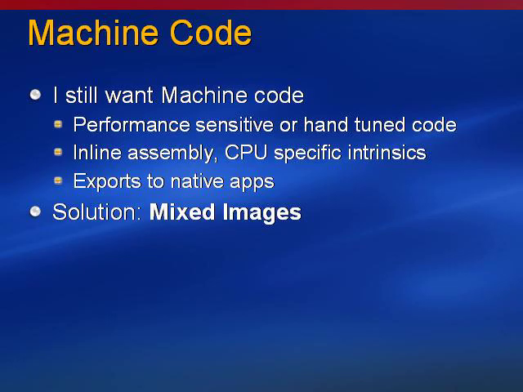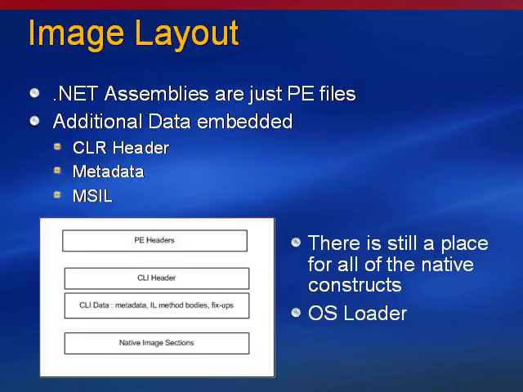And of course, perhaps most importantly, if you have exports to native applications, so you have native applications that don't know anything about the CLR, that want to call in to your image that you're compiling /CLR, you have to have something native in that image to call into. Because your caller doesn't know anything about the CLR, so you're the one who has to have the native code that knows about the CLR. So what's the solution? The solution is mixed images. There's no reason why we can't take this machine code and just stick it into our assemblies right alongside the managed code. And the reason for this is that our .NET assemblies are just portable executable files, PE files. They're the same representation that we use for native code. But we add some extra data to them.